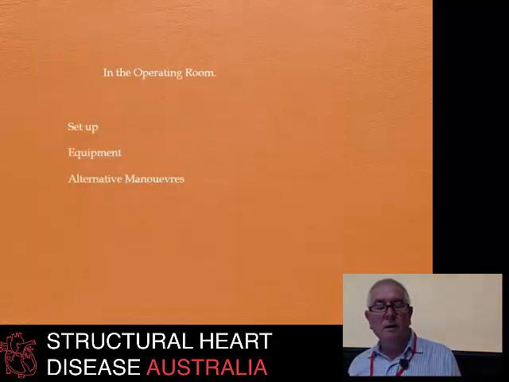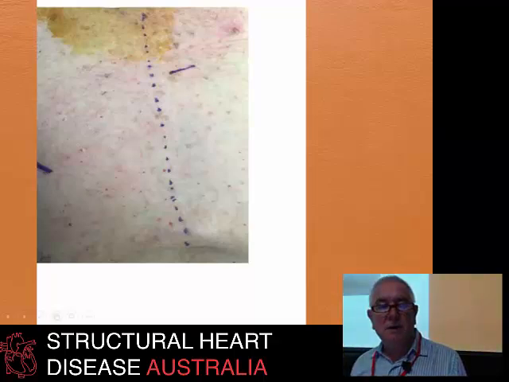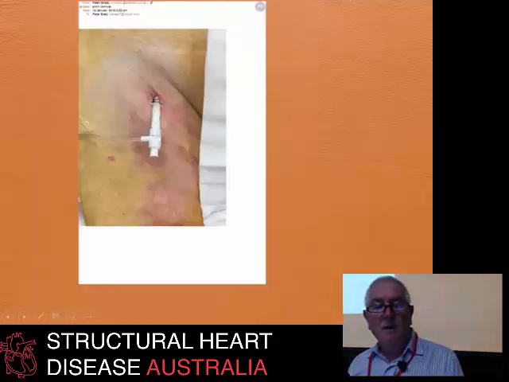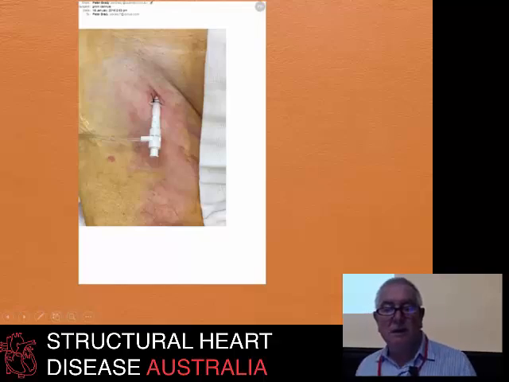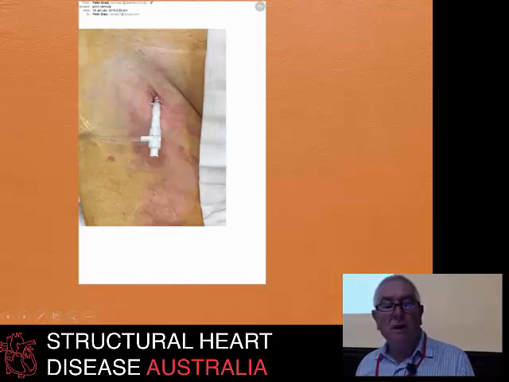In the operating room, it's important to look at the setup, the equipment that you might need, and alternative manoeuvres that may be necessary. So the patients are all set up so that we can do a sternotomy if that's required. They have in their right femoral vein a Swan-Ganz introducer, which gives us the ability to give them a lot of blood quickly, and blood that's going to get up into the heart, as opposed to a cannula in an upper arm or neck vein where it may just go out through a tear that's been created.